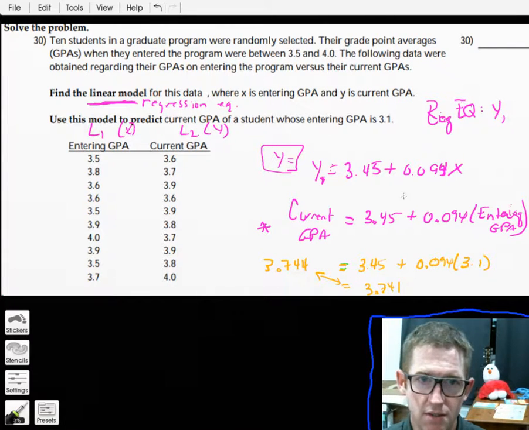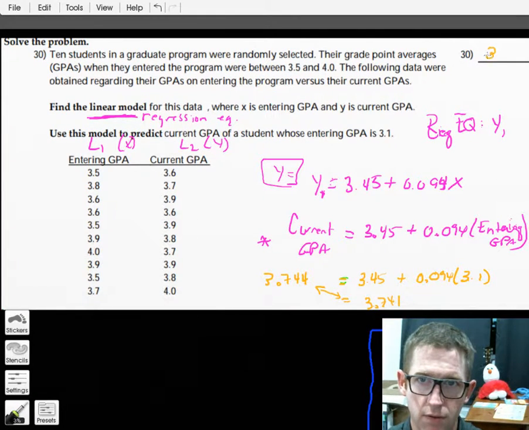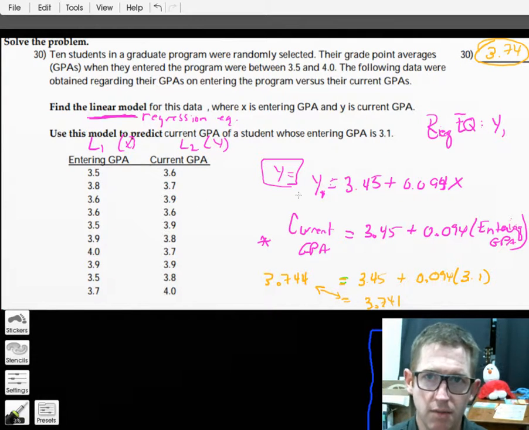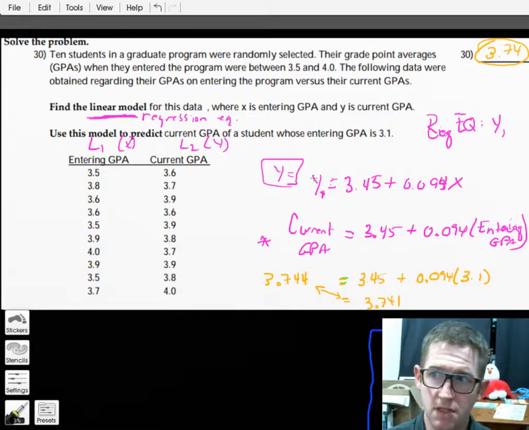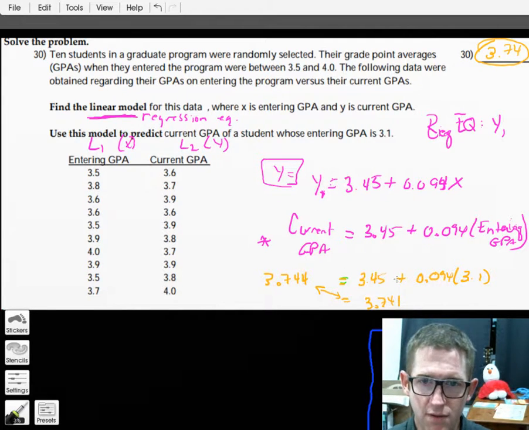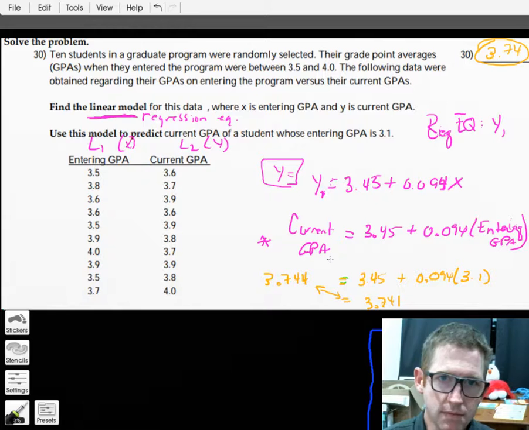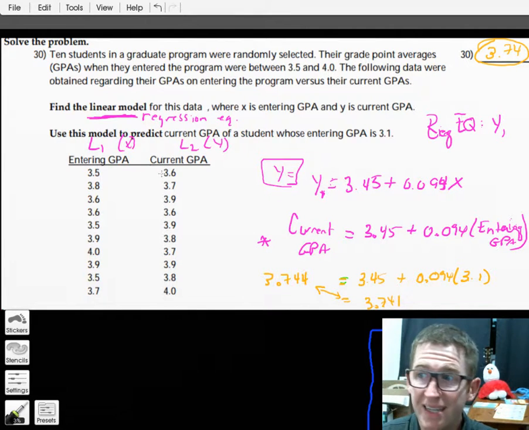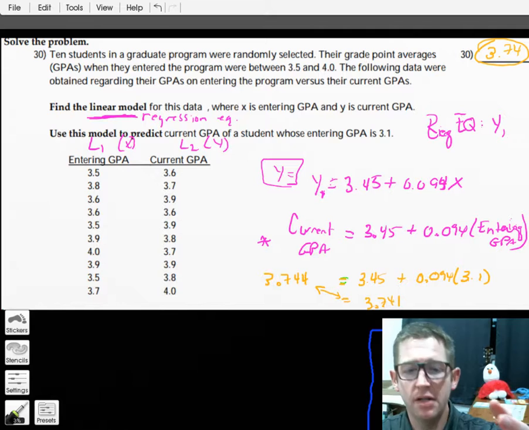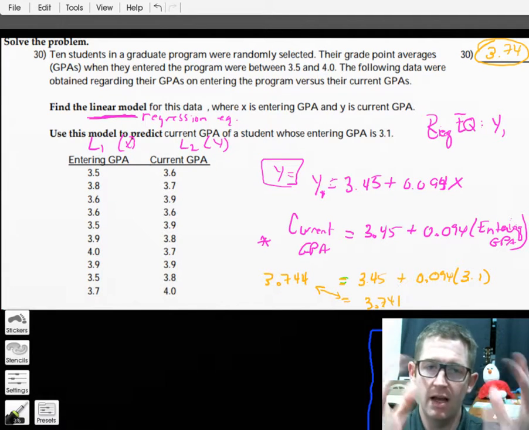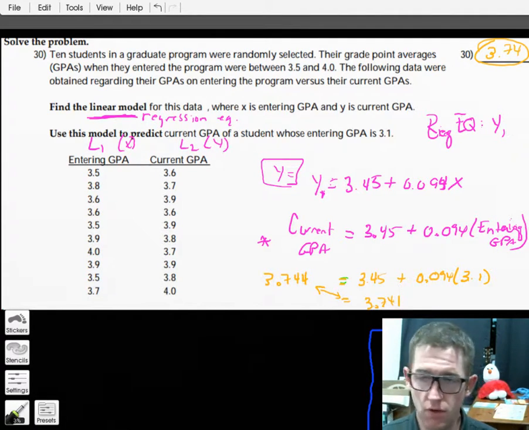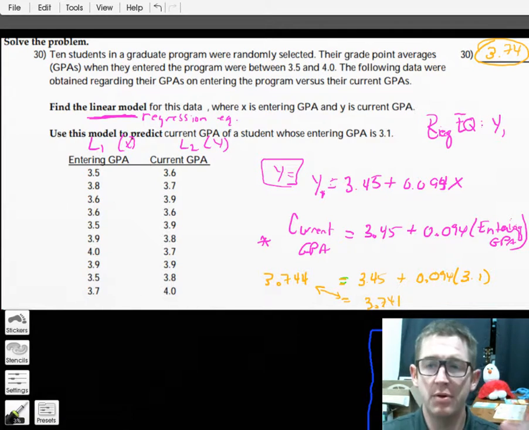So my current GPA would be 3.74. That is the answer: the predicted current GPA based on an entering GPA of 3.1. So either way, if I use the math step by step or use the functions of the calculator, pretty dang close. But using a model to predict is super simple. It's basically you're inputting your x value and you're outputting that y value. So you're inputting the explanatory variable and you're outputting the response variable.